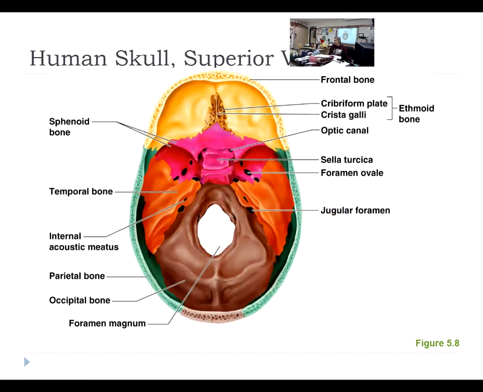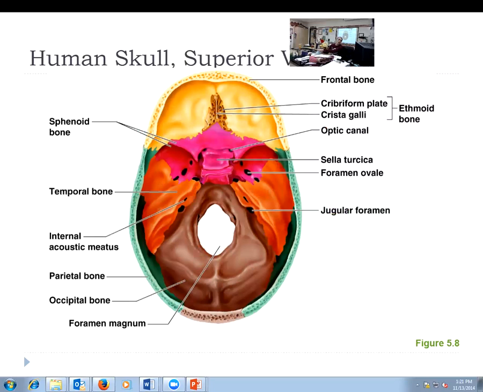Okay, here is a superior view of the skull, and you can see the sphenoid bone really a lot more easily in this one. So you've got the frontal bone up here, then the ethmoid bone is that little kind of square one that's in the center, and in my colored skull I have up here, it's yellow. The ethmoid bone is yellow on here.